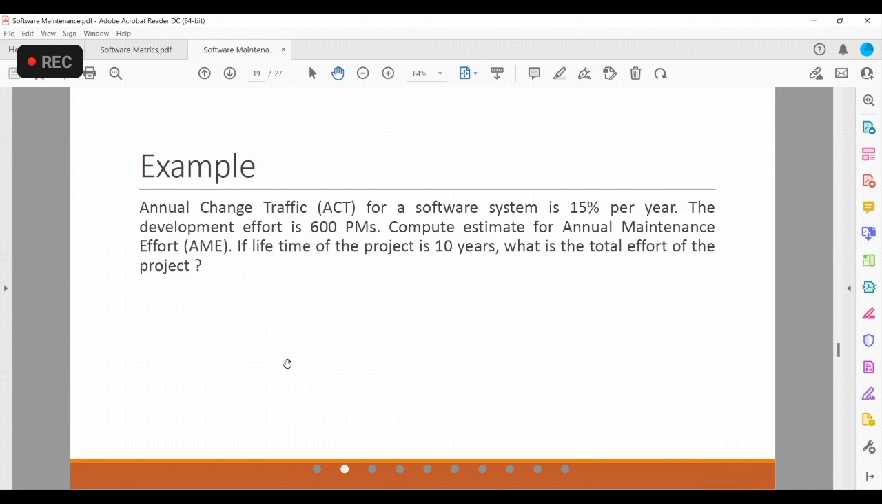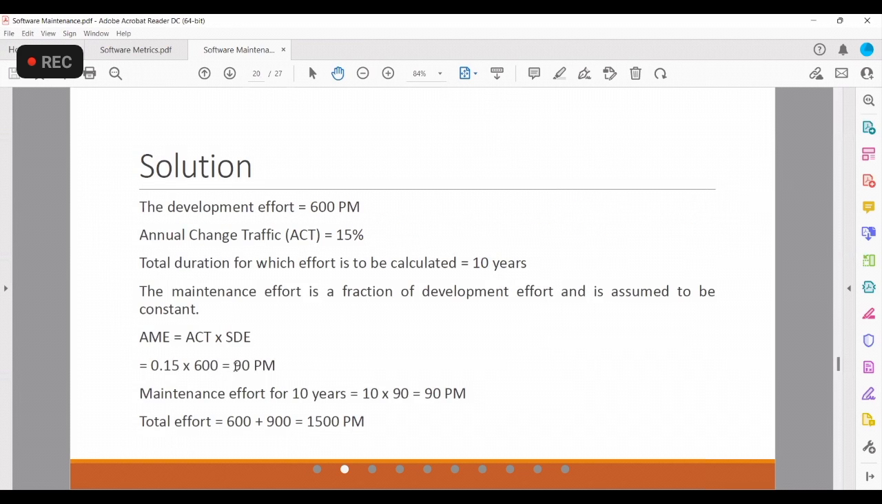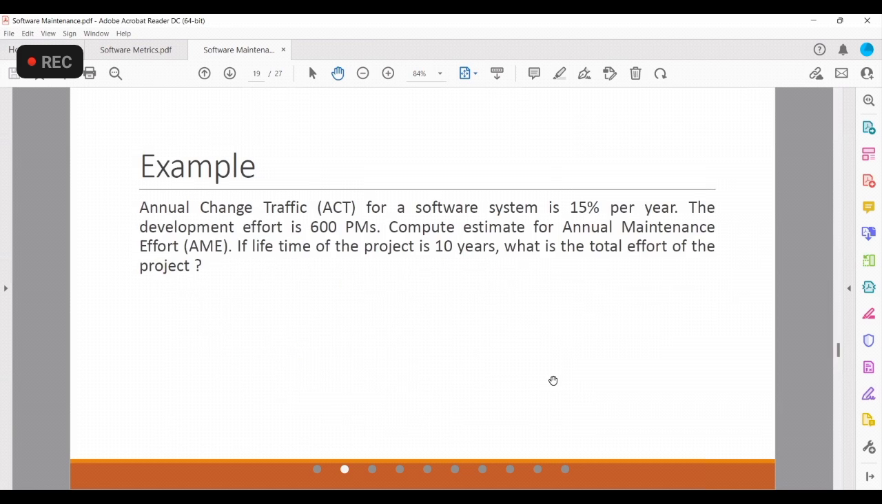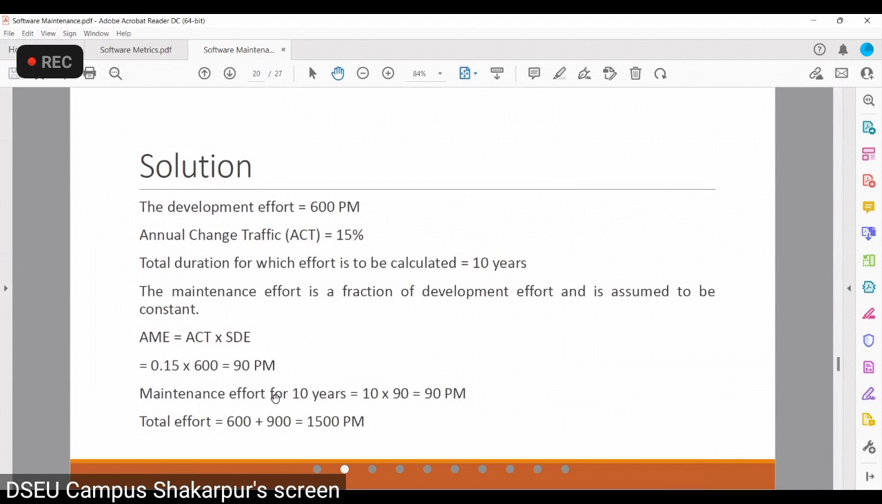अब एनुअल मेंटेनेंस एफर्ट क्या हो गया कि एनुअली यानी कि हर साल का मेंटेनेंस में कितना एफर्ट लग रहा है. हर साल 90 पर्सन मंथ्स आपका मेंटेनेंस एफर्ट जा रहा है, राइट? अब आपको बोला है कि 10 इयर्स है अगर इस प्रोजेक्ट की लाइफ टाइम, तो उस केस में टोटल एफर्ट कितना लगेगा? टोटल एफर्ट में आपका सॉफ्टवेयर डेवलपमेंट एफर्ट भी आएगा और मेंटेनेंस एफर्ट भी आएगा, राइट? तो उस केस में हर साल आपका मेंटेनेंस एफर्ट कितना जा रहा था? 90. तो 10 इयर्स के लिए कितना जाएगा? 90 into 10, that is 900. ठीक है, ये यहाँ पे 90 नहीं है, यहाँ पे क्या है? 900 है. So it evaluates to 900 person months for 10 years.